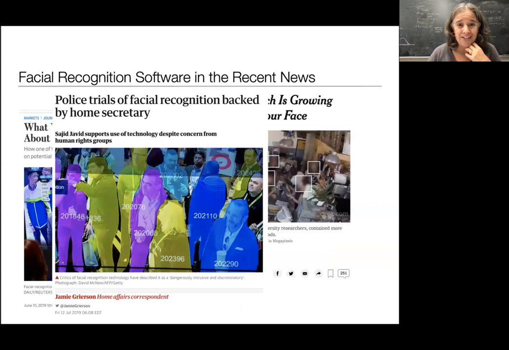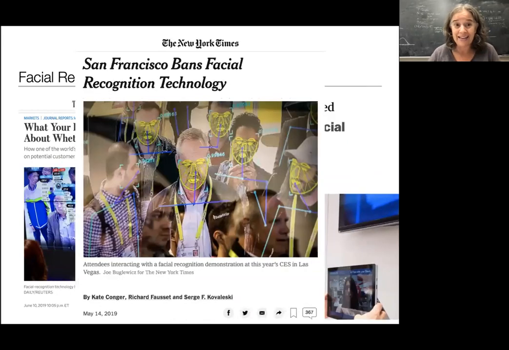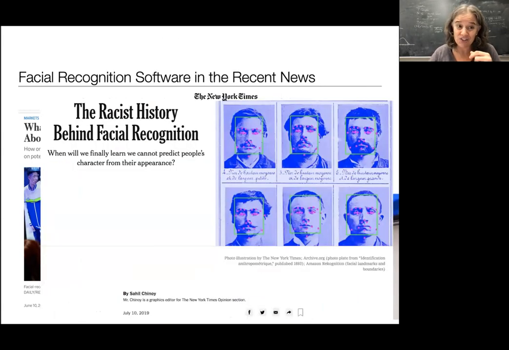Police facial recognition software backed by Homeland Security. But then there's a backlash against it. San Francisco bans facial recognition software, an article about the racist history behind facial recognition. Okay, so there's a lot that, this is way beyond just your Apple phone and your ID to your Apple phone. This goes back a long time, these really important issues.